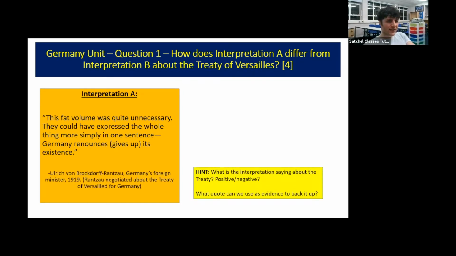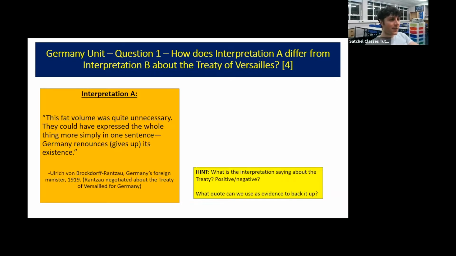So we need to start out by thinking, what is interpretation A actually saying? So to do that, we need to read it. Let's read it through together. This fat volume, this is a great quote, this fat volume was quite unnecessary. They could have expressed the whole thing more simply in one sentence. Germany renounces, that means gives up, Germany renounces its existence. So, do you think that von Brockdorff-Rantzau likes the Treaty of Versailles, or is he being more negative about it? Pause the video here, jot down your thoughts or mention them to anyone around you.